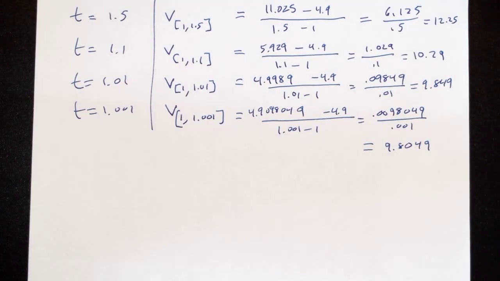Again, I think I can start making an assumption about what is going to happen as our time value gets closer and closer to 1. We should see this number here, this slope, this instantaneous velocity, close in on the number 9.8. I hope.